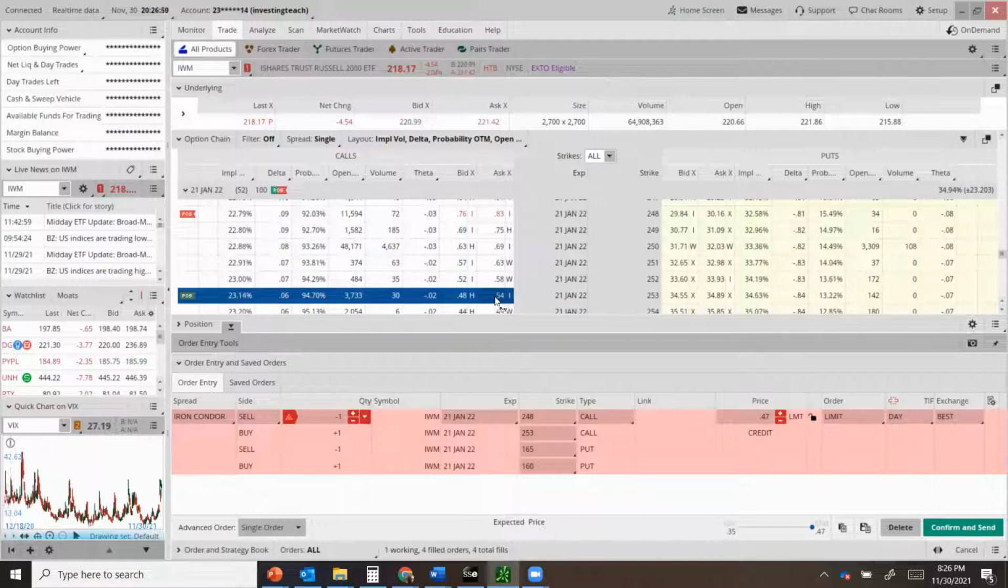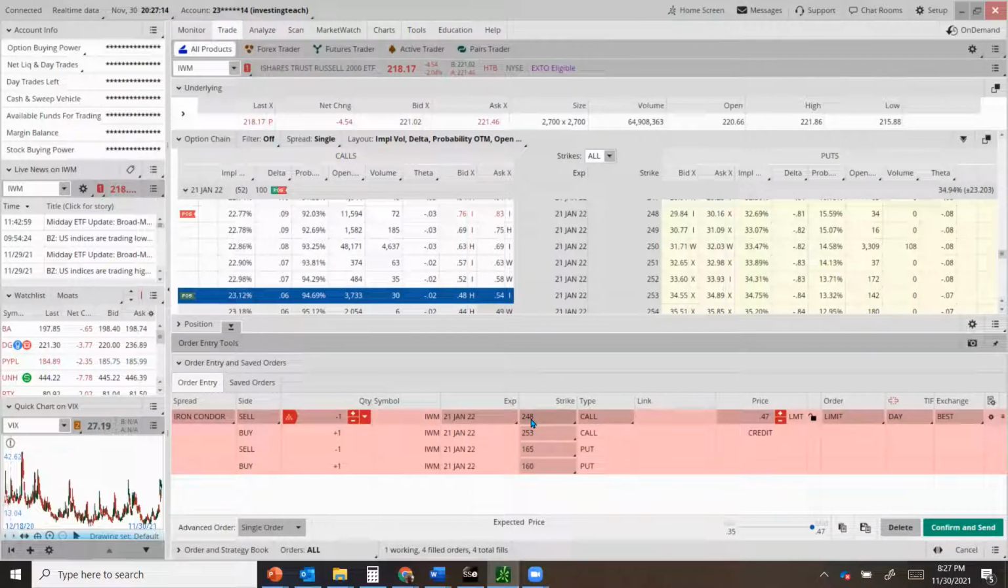So any questions on how I set that up? I have a question in general. So for this to work, we ideally want the price to stay in between the call and the put numbers, correct? Between the sold call and sold put. So we want IWM to be higher than 165 and lower than 248.